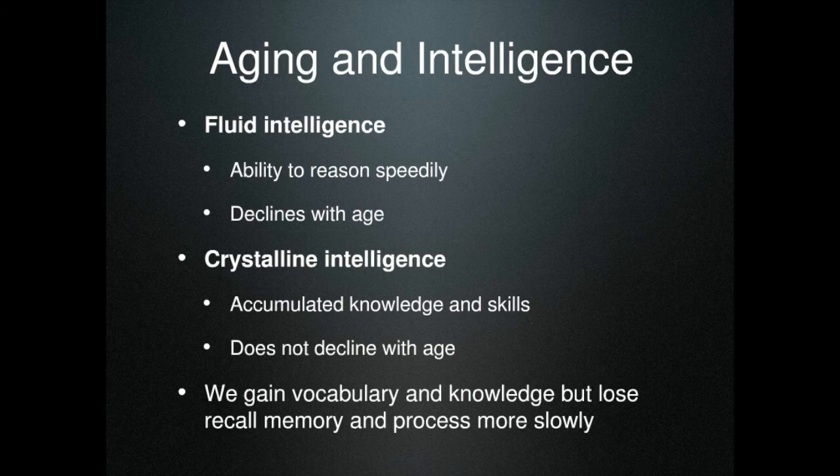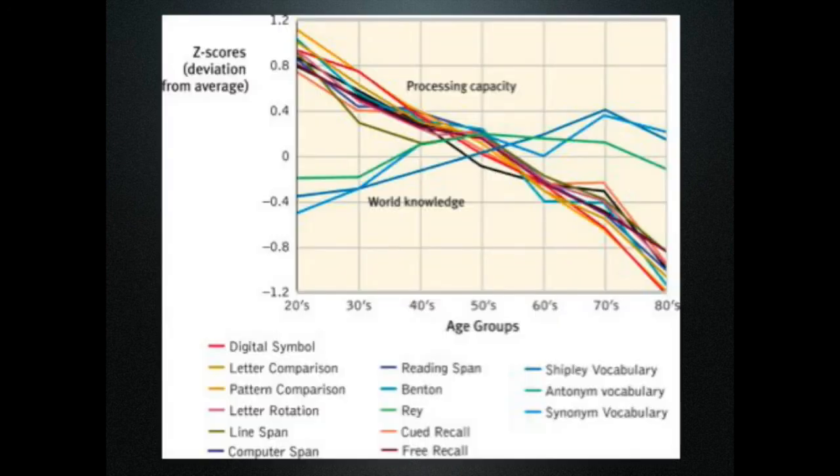Two types of intelligence, fluid and crystalline. Hopefully you'll remember these. These are pretty easy. Fluid intelligence is the moving intelligence, the ability to reason speedily. This is something that declines with age, but the crystalline intelligence, think of like a crystal cavern, crystal collection. Its crystals are really hard, dense rocks. And those are the accumulated knowledge and skills that happen over time. You don't lose crystalline intelligence. That stays with you. So it's only the fluid intelligence, the ability to reason and think, that you lose.